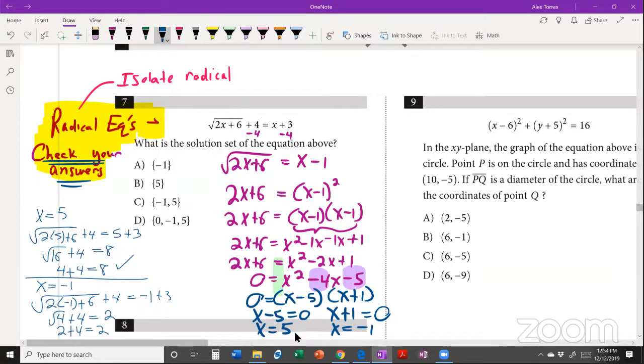And that says to us that 6 equals 2, which is not true. So the -1 did not work. So 5 worked, -1 did not work. And the answer for number 7 is B. Going over to number 8 now.